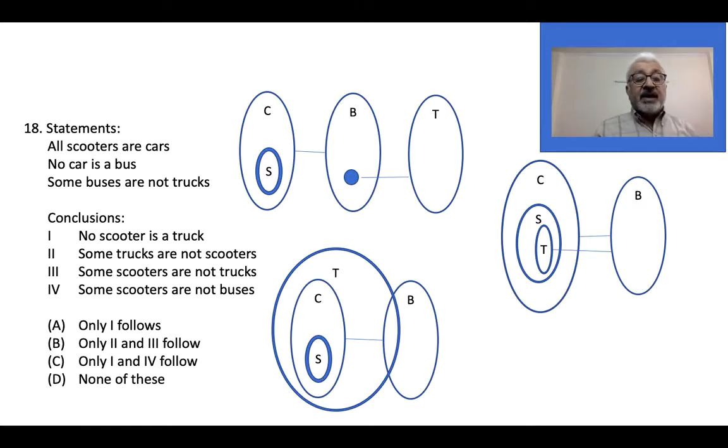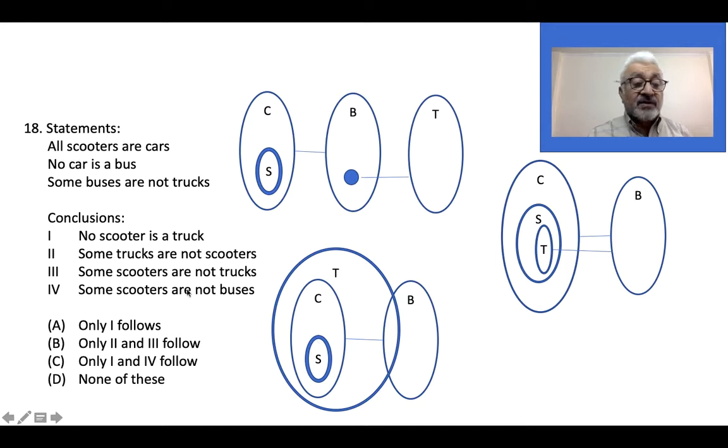All right. And it says some scooters are not buses. Now, scooters are not buses. Buses are away from cars and scooters are inside cars. So these scooters will never be able to meet the bus. Therefore, it is true here. Scooters are inside cars. Cars are away from buses. These scooters will never be able to meet the buses. This would be true here also. Scooters and buses cannot meet because cars are away from buses. All right. So it is true in all of them.